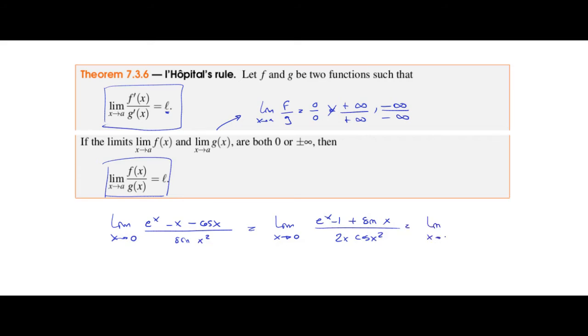Well, we have to compute the derivative again. So this is e to the x plus the cosine of x divided by, and now we have 2 times the cosine of x squared. Now we have the product rule, plus, and then 4x squared sine of x squared. Sorry, minus, because the derivative of the cosine is minus. And now we have, this is going to be 2, and then this is going to be 2 minus 0, 2, the limit is 1.